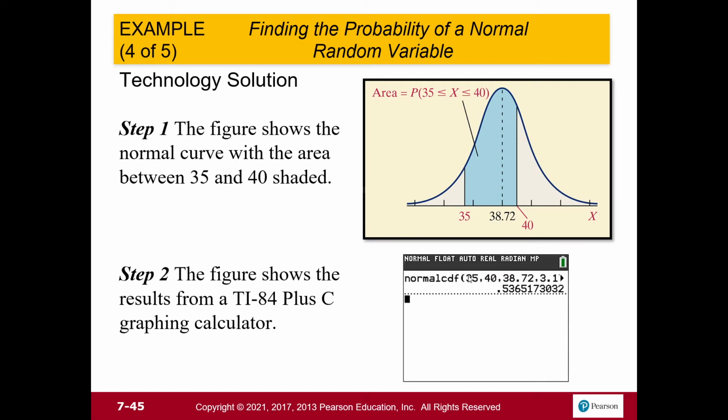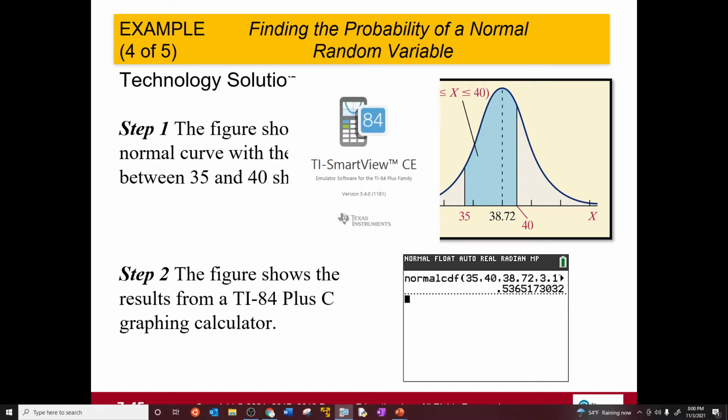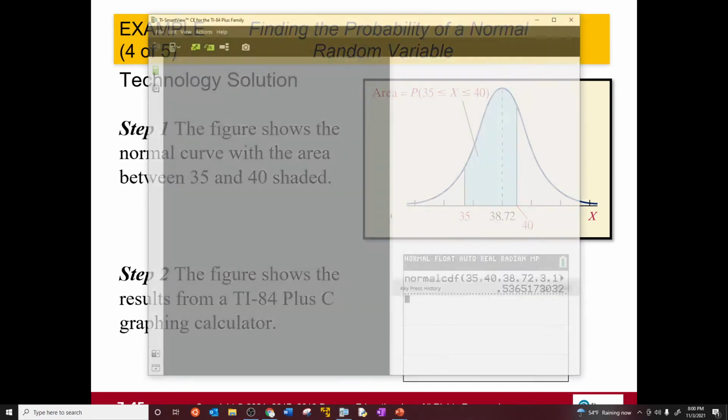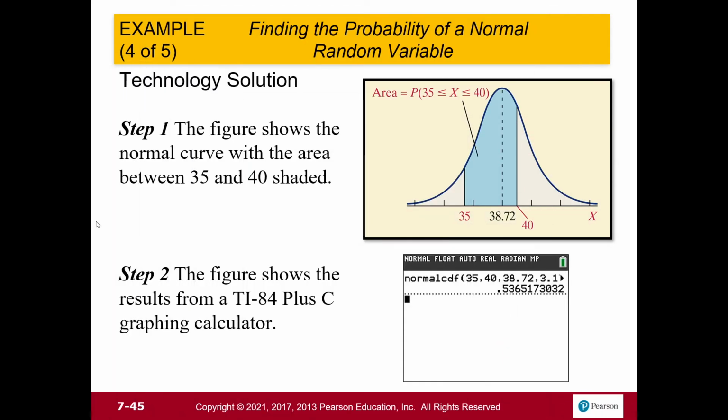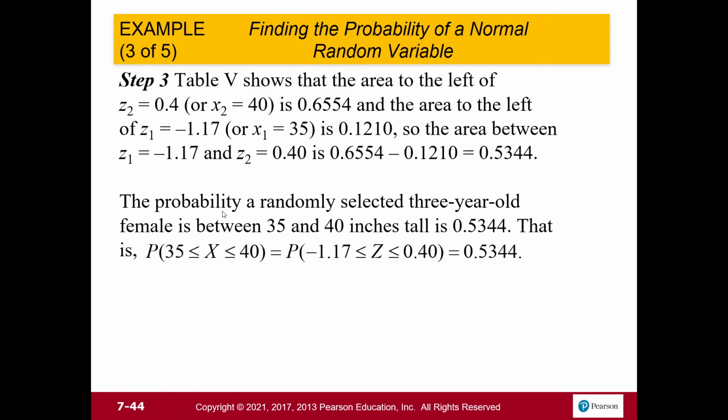Alright, so now they show you how you can actually use it using technology. So let's do that as well. Let's demonstrate this. I'm going to start my calculator here. And what they want, let's go back to the original problem. They want us to find the probability that a female is between 35 to 40.